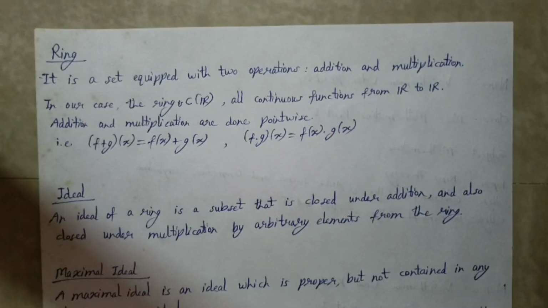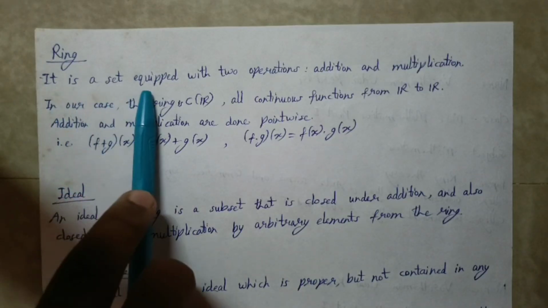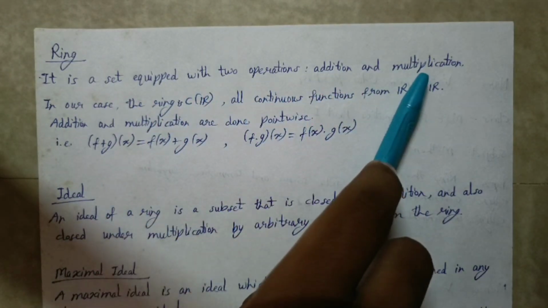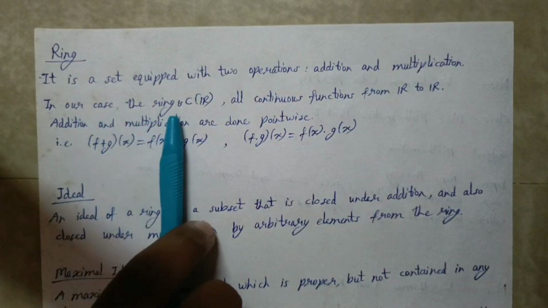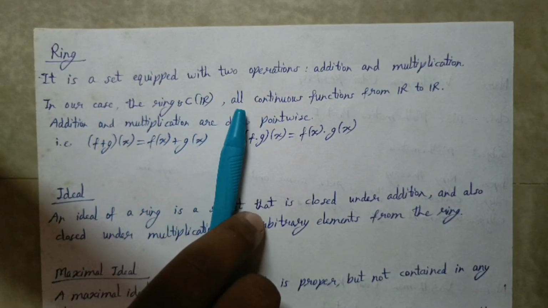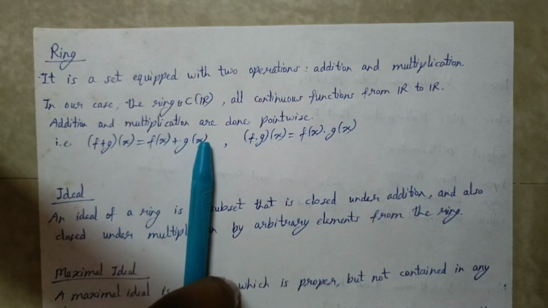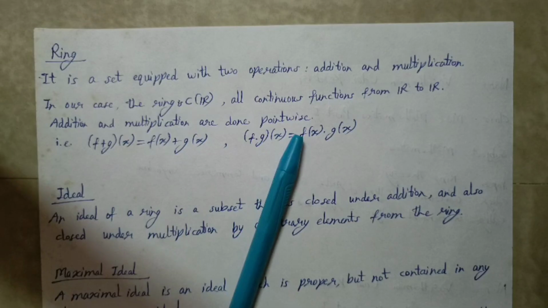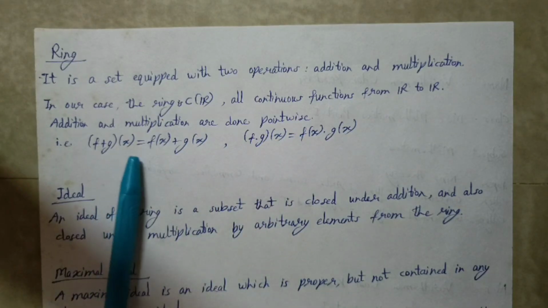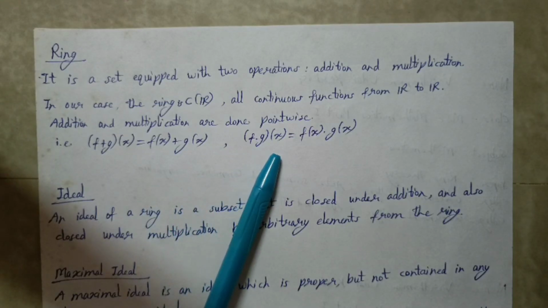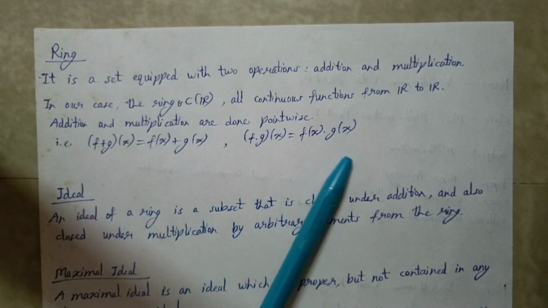In order to solve this question, first let's recall some definitions. The definition of ring. It is a set equipped with two operations, addition and multiplication. But in our case, the ring is C of R, which is all continuous functions from R to R. Addition and multiplication are done pointwise, that is, (f plus g) of x equal to f of x plus g of x, and (f into g) of x is equal to f of x into g of x.